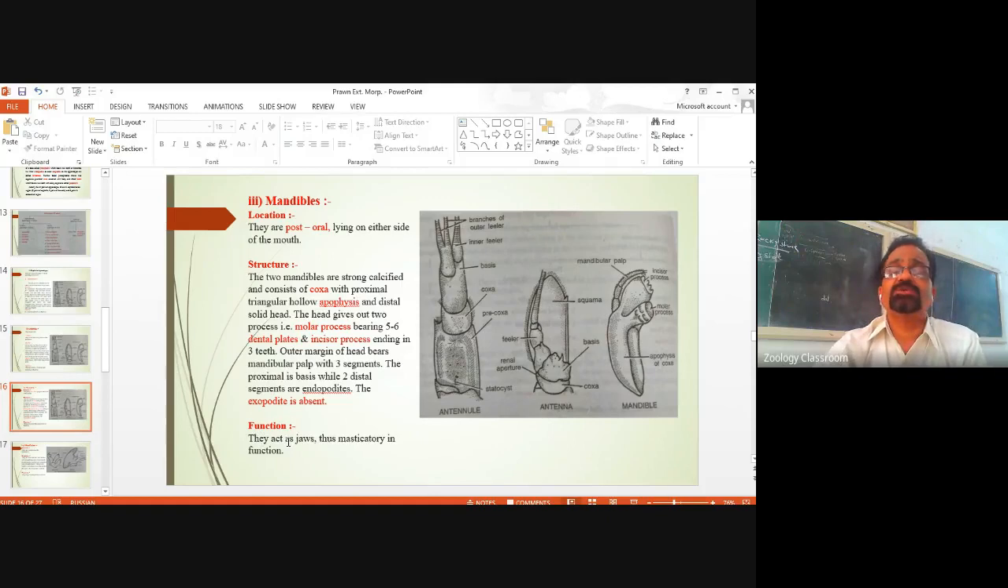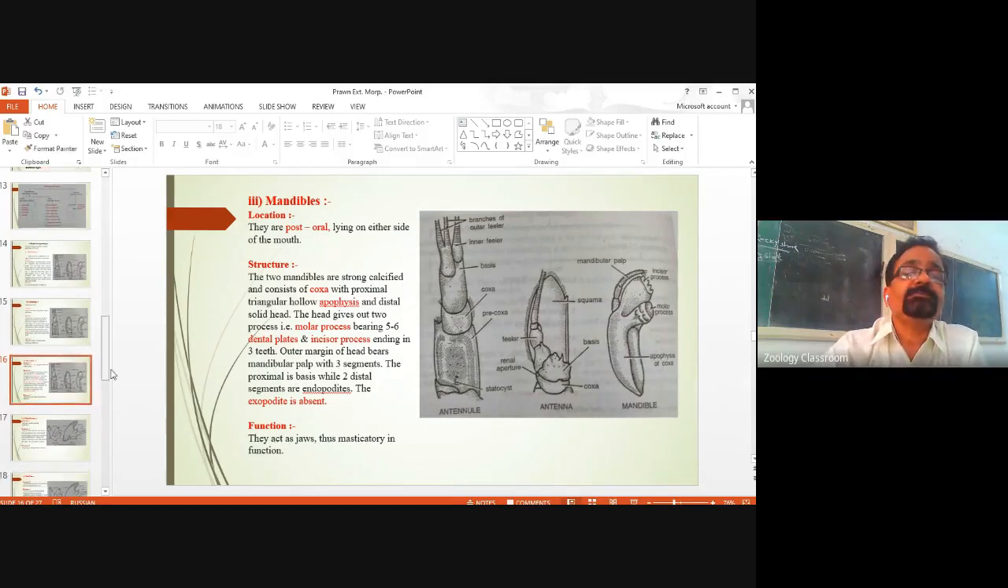Function: they act as jaws. As they lie postoral, and their location is facing each other, and the molar and incisor processes are calcified, their sideways movement crushes the food material caught between the two mandibles. So they are masticatory in function.